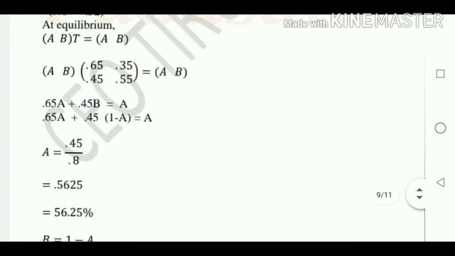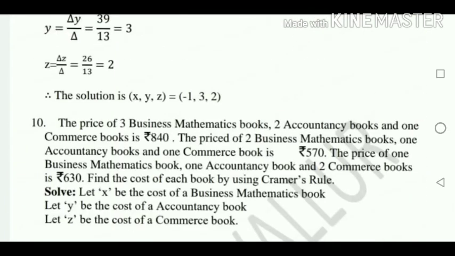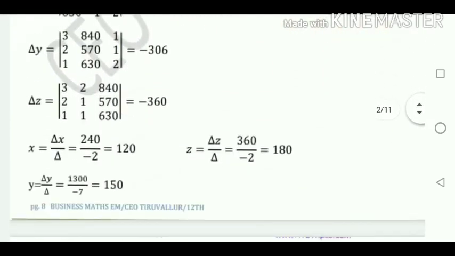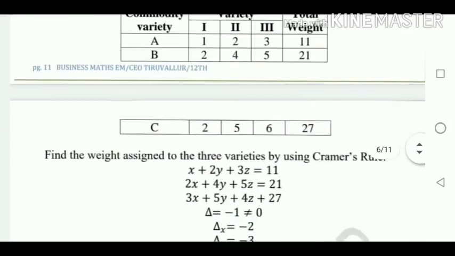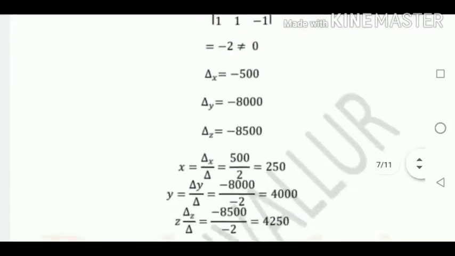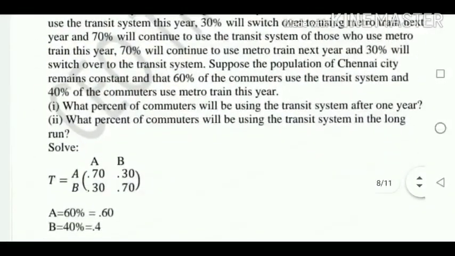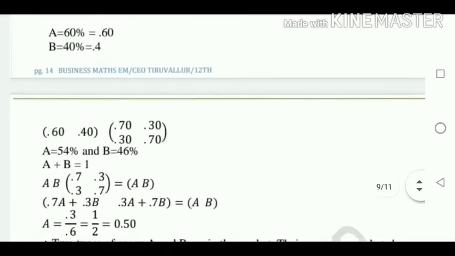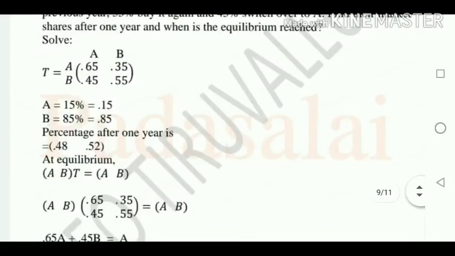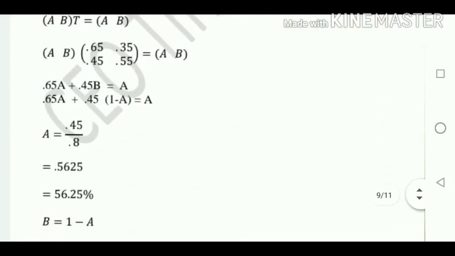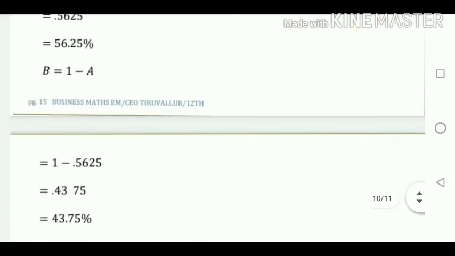Okay, the next question. The next question is also the same model, that is transition probability matrices. So we finished the 18th one. The next one is the 19th, two types of soap. So you do it yourself. It is very easy. Already we finished it in our revision.